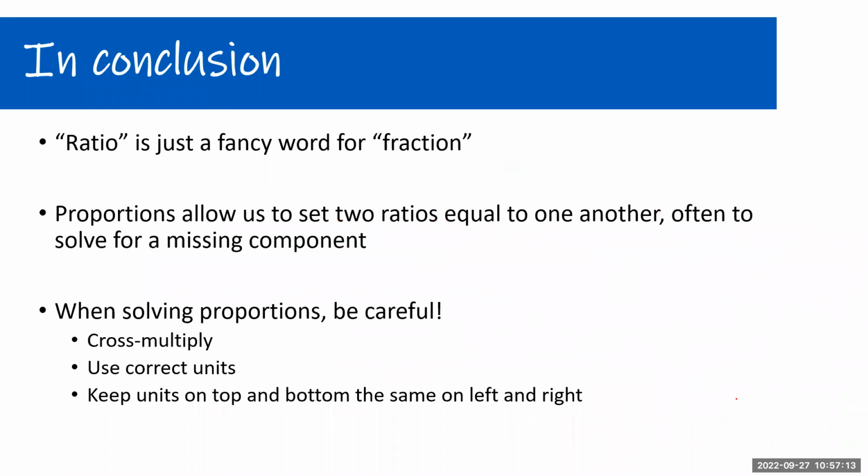In conclusion for this section, remember that ratio is just a fancy word for fraction. And if you're talking about proportions, you're just setting 2 fractions equal to each other. That's going to let us solve for a missing component if we need to. When you're solving those proportions, make sure that you're careful. You're going to be cross multiplying. You want to keep track of your units and keep your units on the top and the bottom the same as the left and the right. Okay, remember we were writing alcohol over solution or cookies over kids. Make sure that you do that. If you reverse one of them, you're going to get the complete opposite answer that you need.